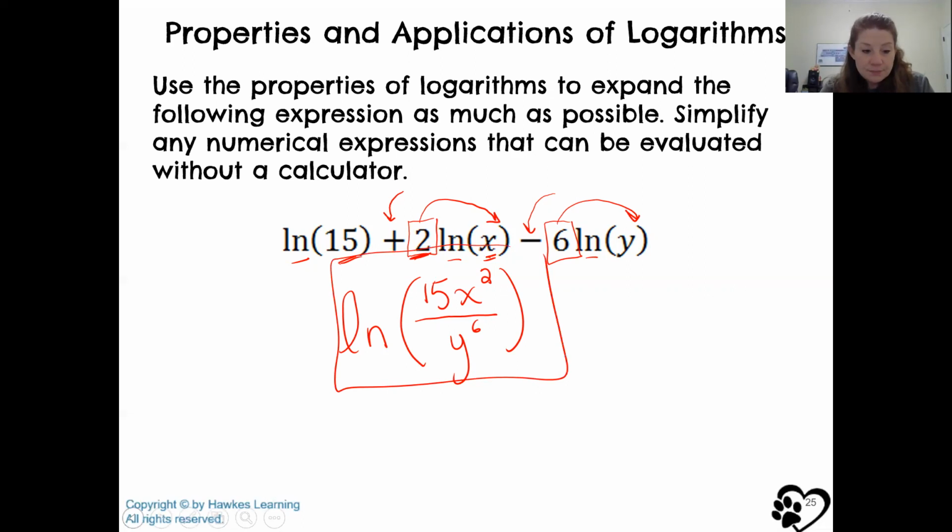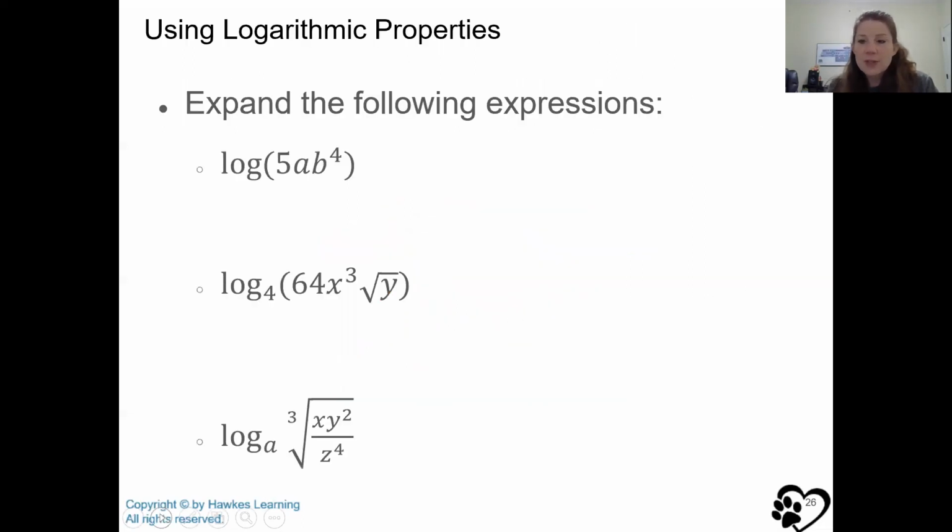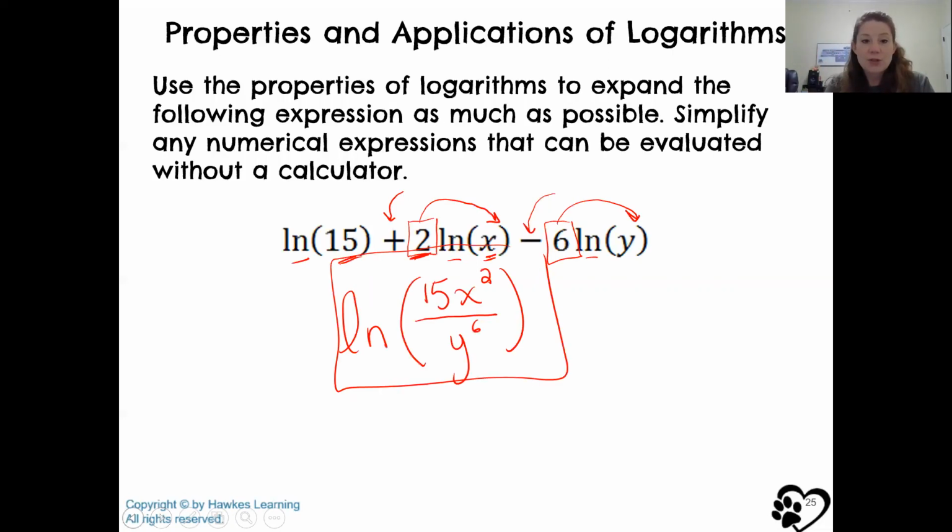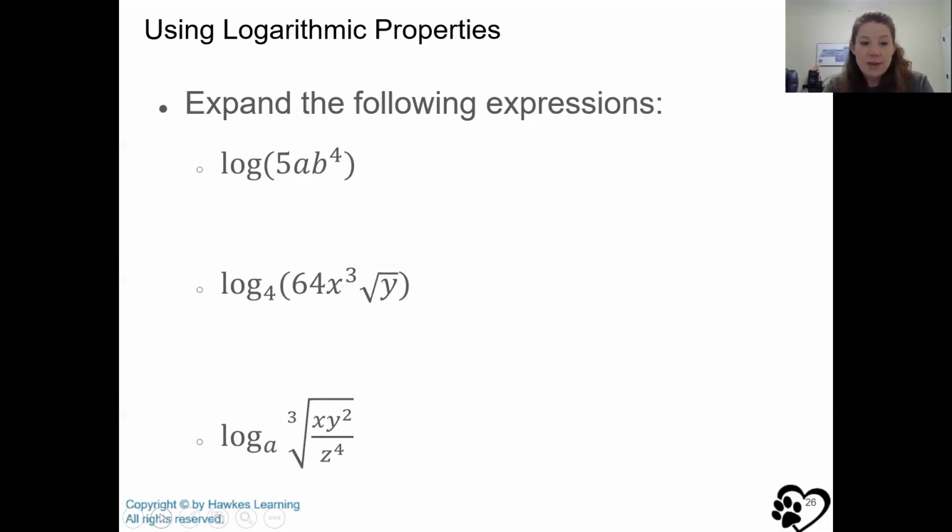All right, now these we're going to do the opposite. We're going to take the ones that have been condensed and we're going to expand them. On the last page, we took the ones that were expanded and we condensed them. Now we're doing the opposite.